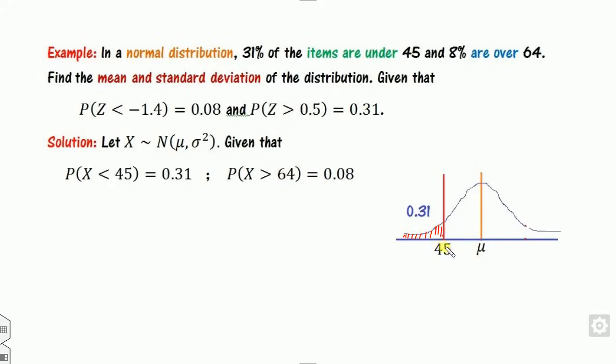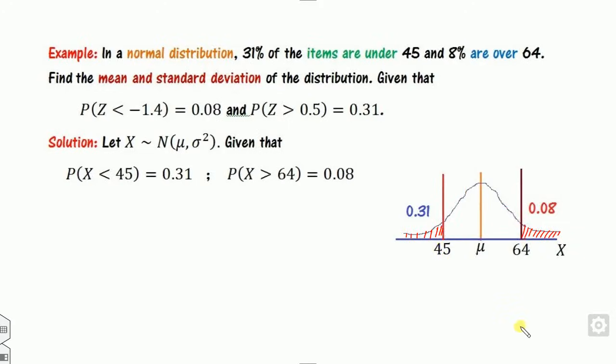Now look at 64. 64 can't be here because 45 is here. So 64 will definitely be either here or here. If 64 is here, can it be this? So what is that? It means it is 0.08. Can this area be 0.08? No, because this is the mean and this area itself is 0.5. So it means the value of 64 will always be on the right hand side. So these two shaded portions are given to you.